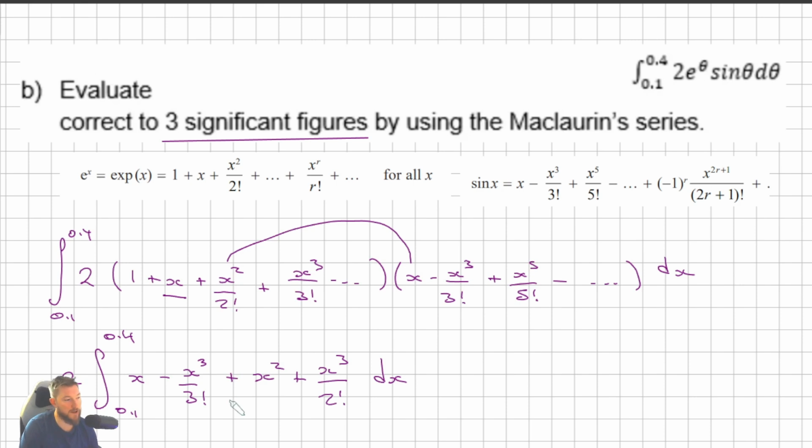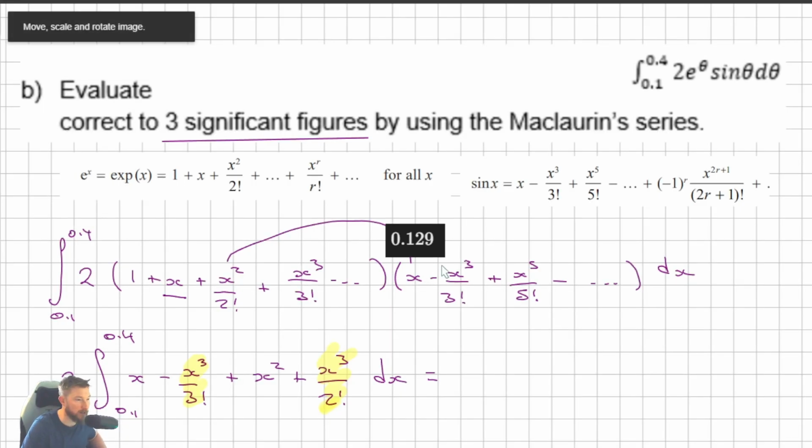At this point, this is easy to do. All we need to do is simplify this because we've got 2 x cubed terms. Then, as I said, we've got some powers of x to integrate. You probably know how to do that. And then substitute in your values, and that should get you to 0.192.